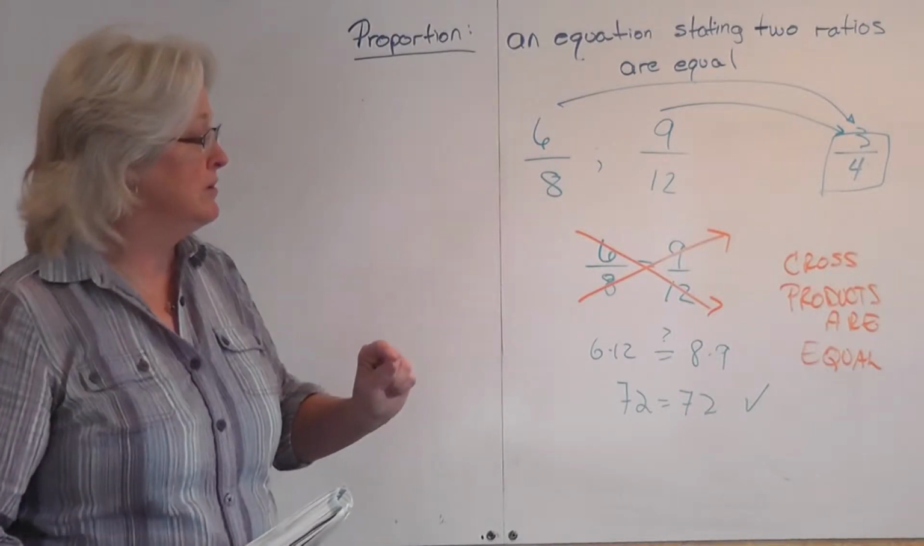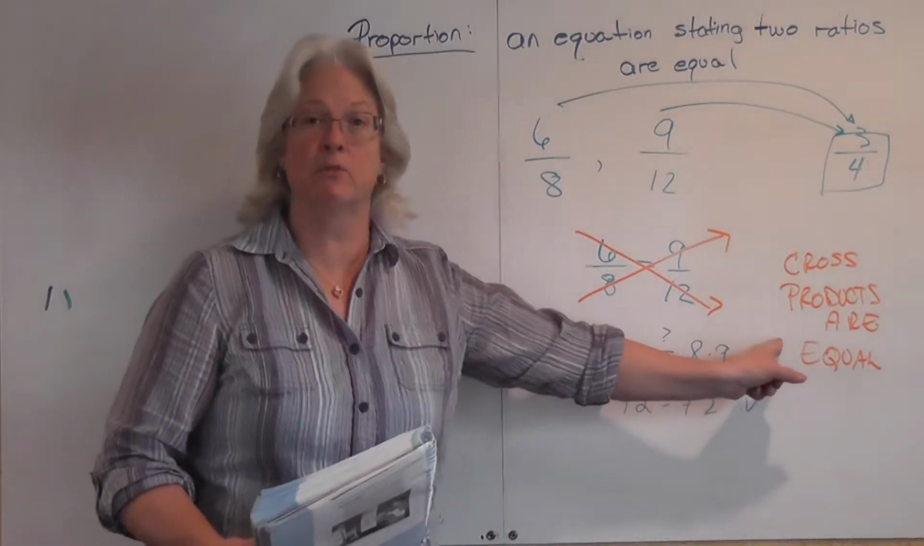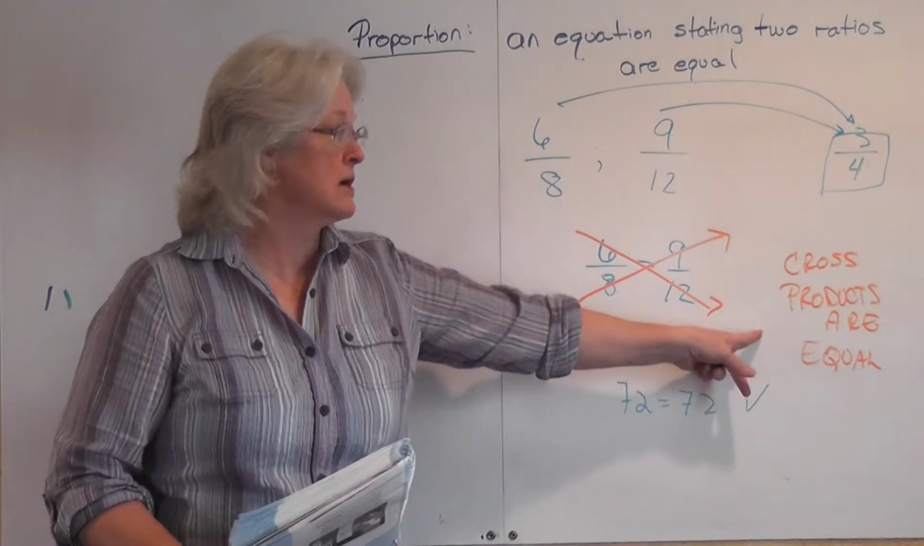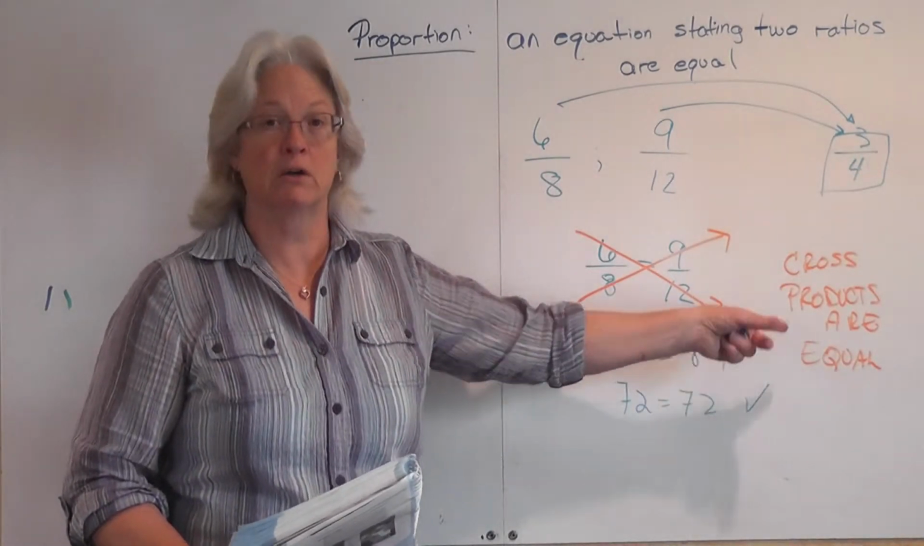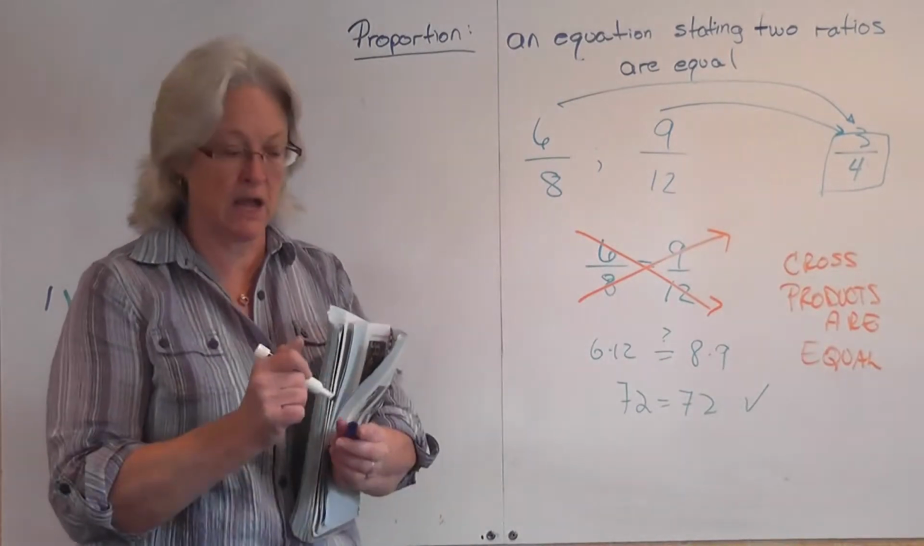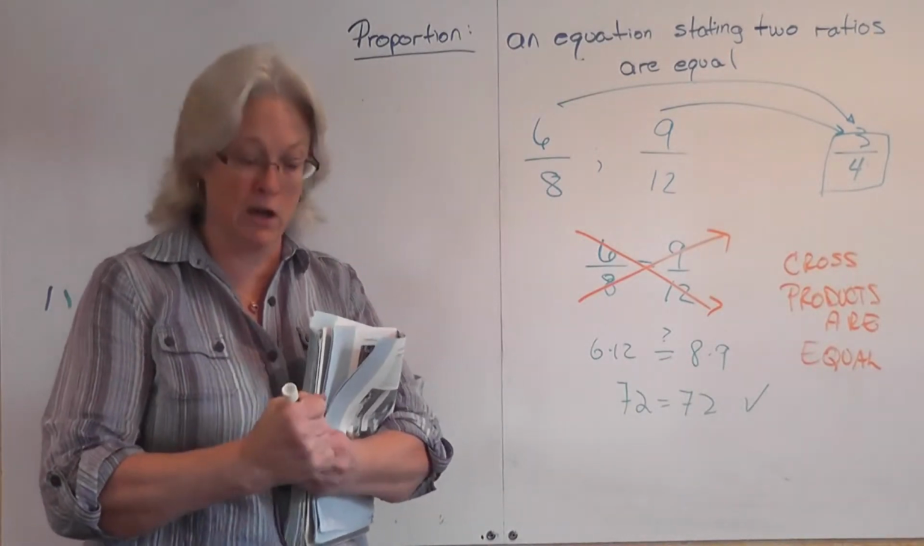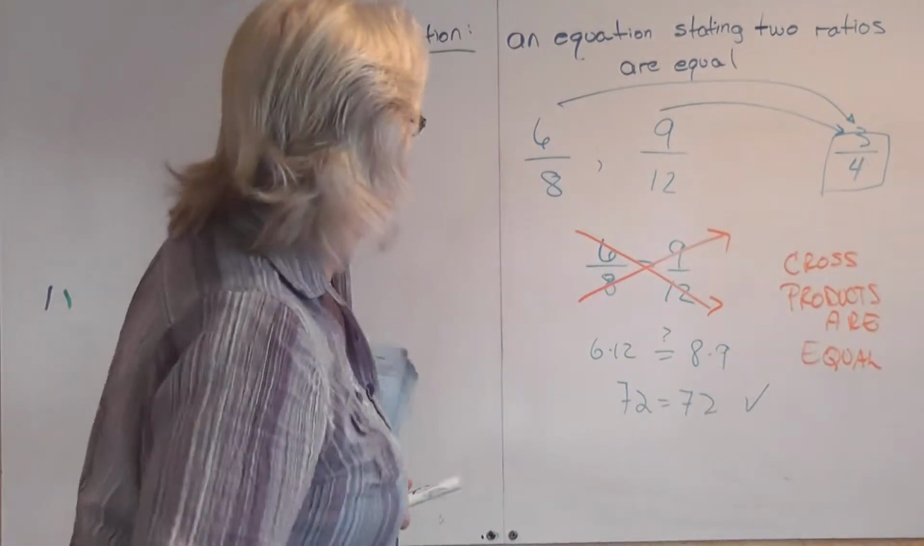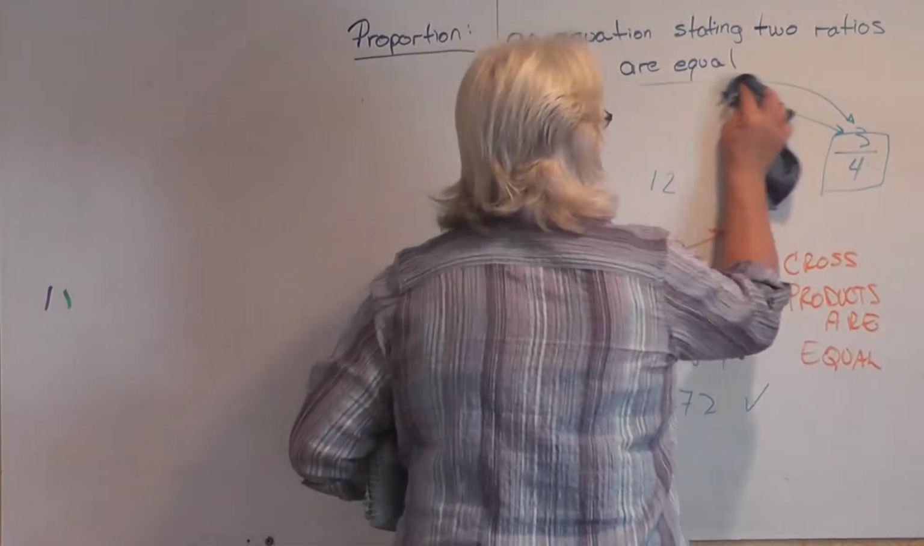But now what we're going to do is use this piece of information, this fact that tells us that cross products in a proportion are equal, and we're going to use that to be able to solve for an unknown quantity. So let's see what we're talking about.